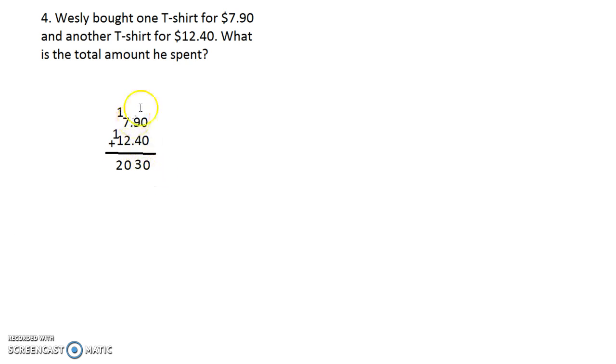Now, where's my decimal go? Well, that's easy. I'm just going to bring it right down. And if I have it lined up, it should be perfect. And my decimal will go right here. I don't know if you guys can see that. But yeah, it's 20.3. Let me write it over here. And since we're talking about money, it's $20.30.